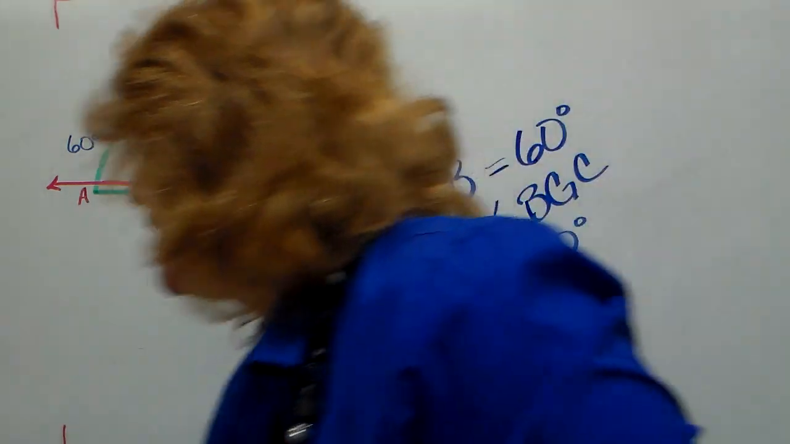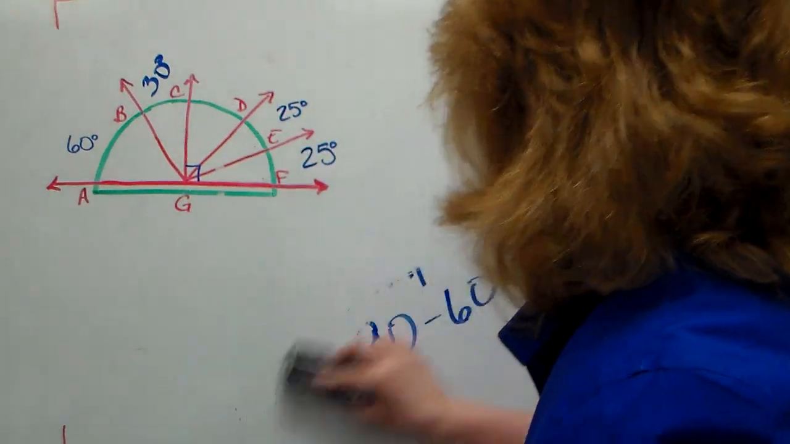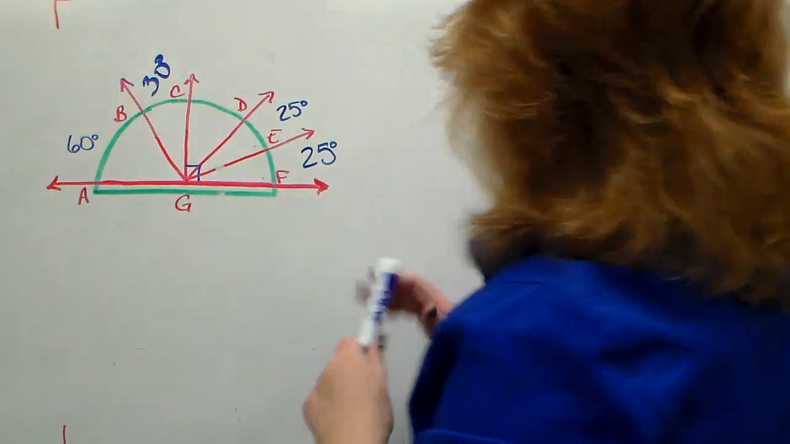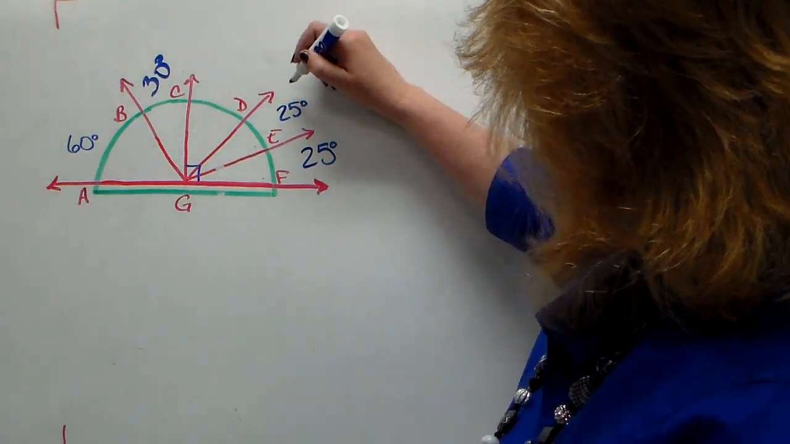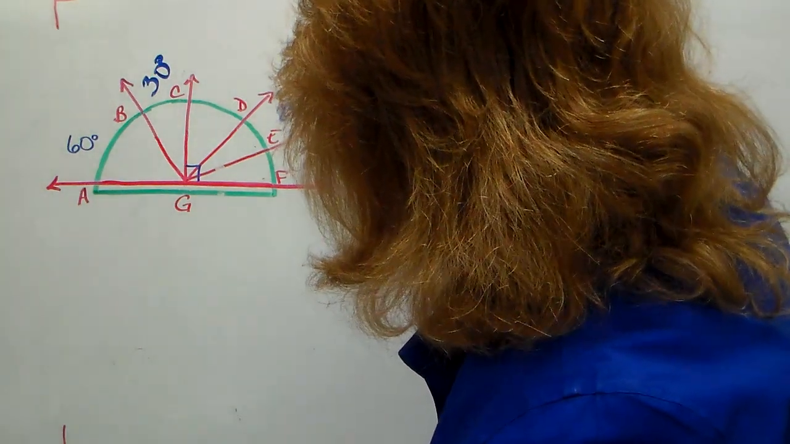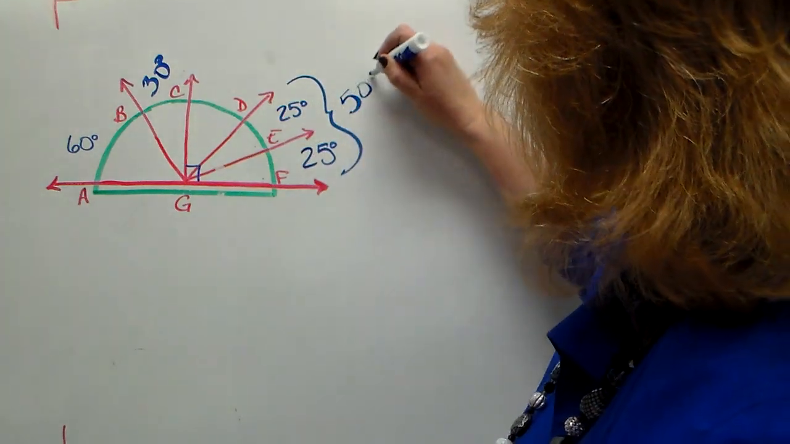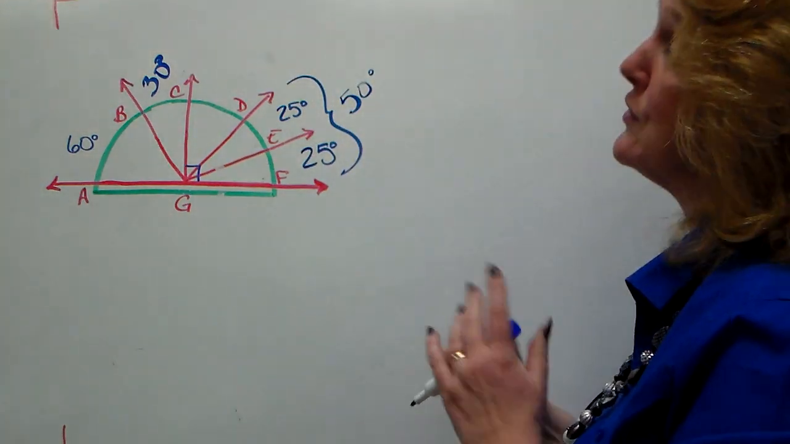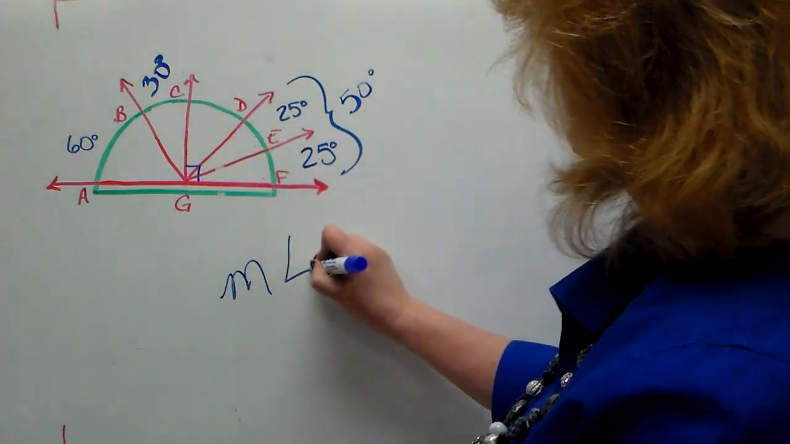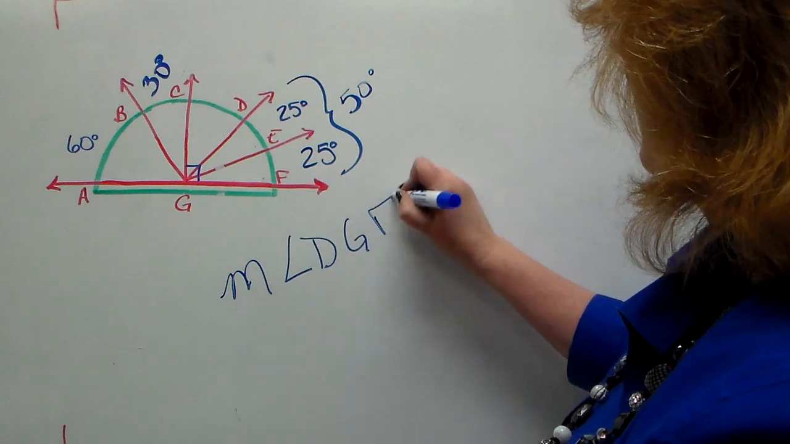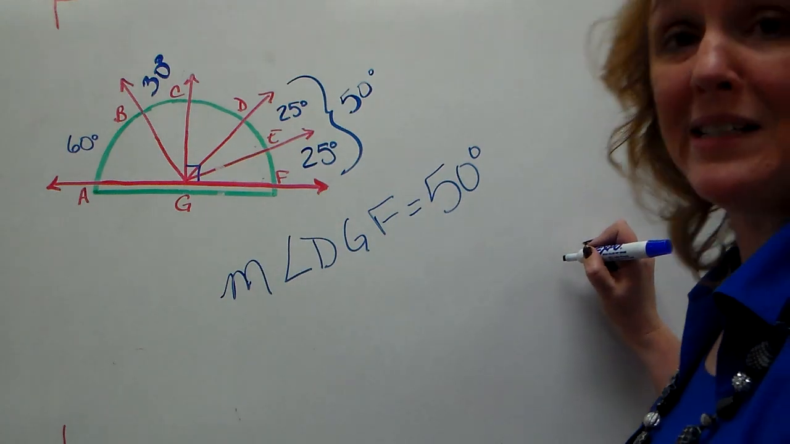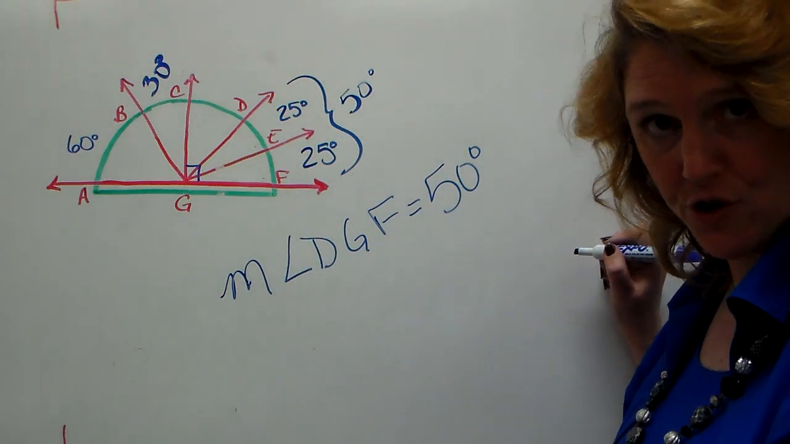Let's find another set of complementary angles. We don't have to do the small ones, we can go bigger. So let's check out this side. Here, if I look at these two angles, because complementary and supplementary can only be two angles, I don't know why. But if we look at these two, we're going to total them up. These two together equal 50 degrees. So if I tell you that the measure of angle DGF equals 50 degrees, then what is its complement and how much does it measure?